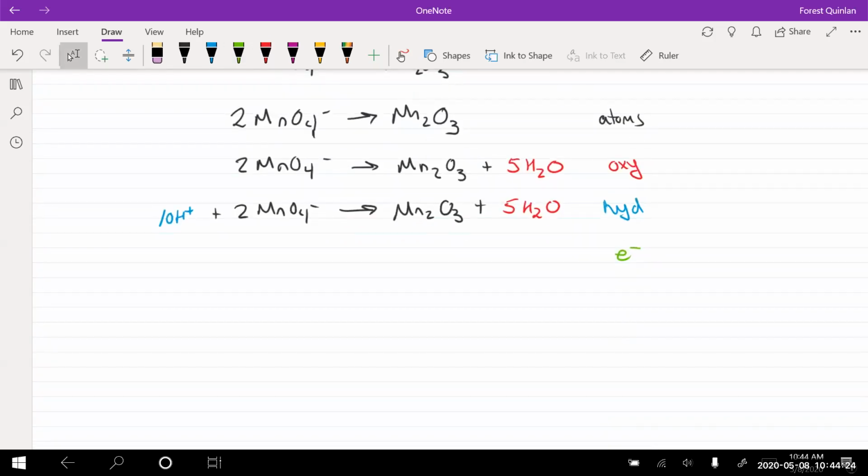So what's the charge on the left? Sorry about that. I believe it's a positive 8. It is a positive 8 because you have a positive 10 and a negative 2. What's the charge on the right-hand side? 0. So then we add 8 electrons on the left. That is correct. 8 electrons plus 10 hydrogens plus the 2 MnO4 minuses goes to make Mn2O3 plus 5 H2Os.